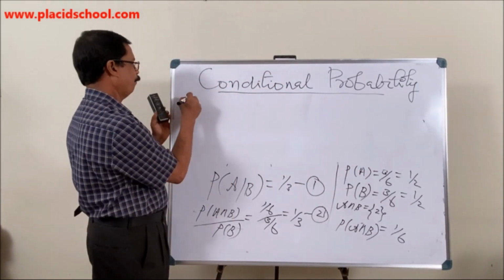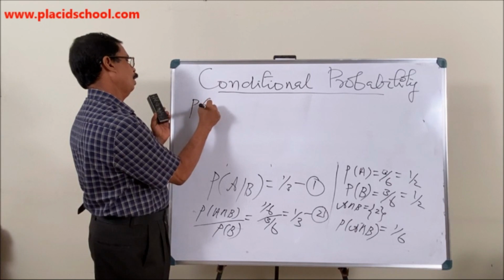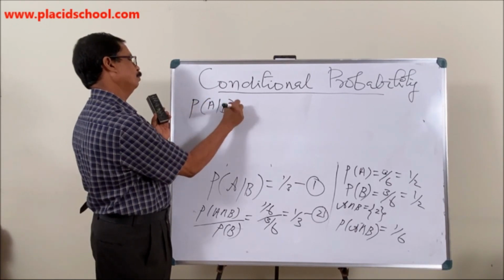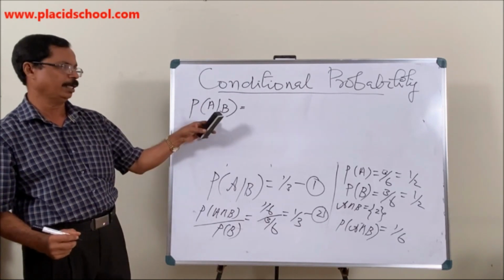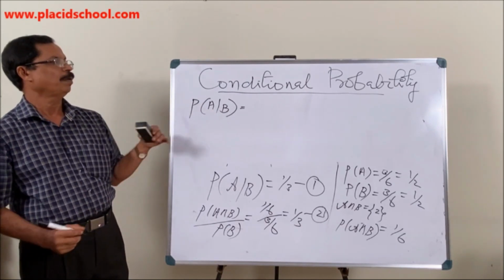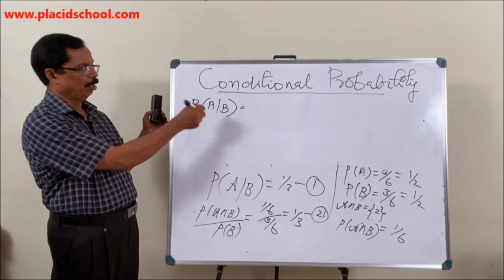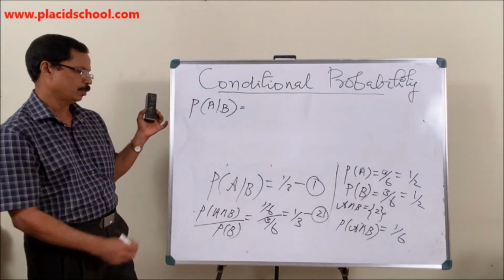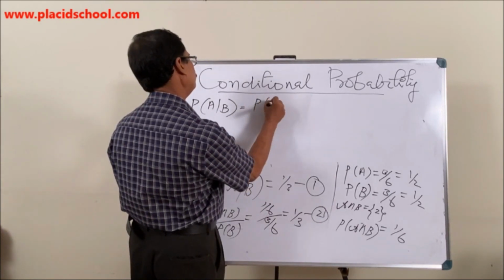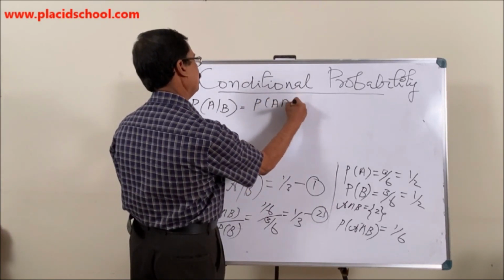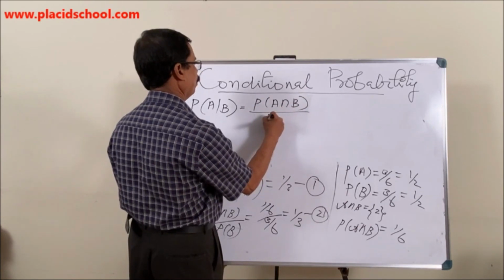Now this is the formula, and we write it finally as probability of A given B. This is read as probability of A given B. That is conditional probability. The meaning is, B has occurred, if so, what is the probability of A? So P of A given B is equal to P of A intersection B divided by P of B.